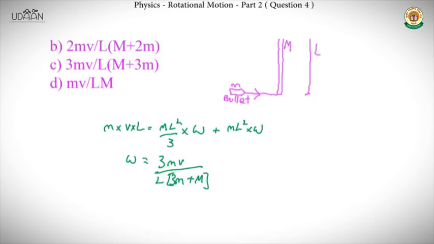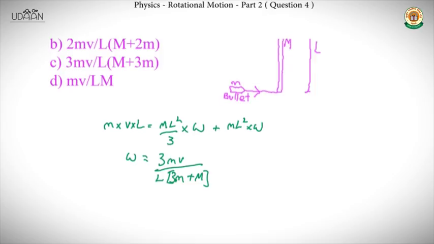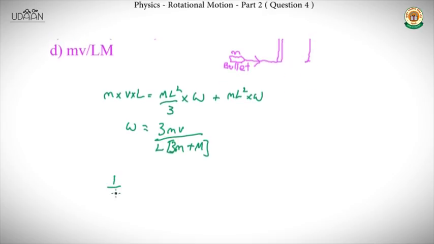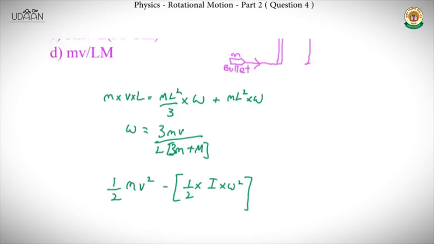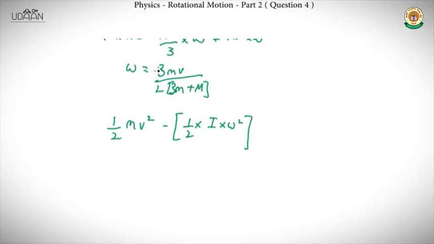The initial energy will basically be only the translational kinetic energy of the bullet which is coming in, which will be equal to half into m into v square. From this we'll subtract the final kinetic energy, which will be given by half into I into omega square, where I is the moment of inertia of the entire system about the hinged point. We already know omega since we have found that out. I will basically be the moment of inertia of both the bodies combined, the rod as well as the bullet, about the point O.